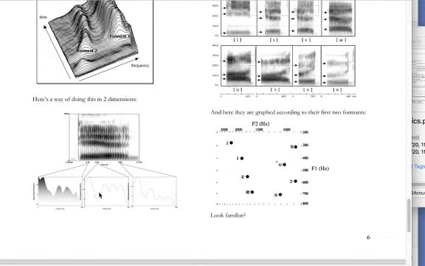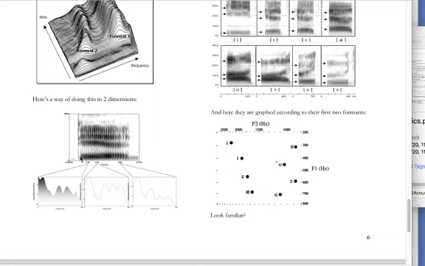I haven't shown you the color coding with these other two. I just did this for the first. These other two are just showing you that, hey, if you look at different points in time, you'll find slightly different spectra throughout the course of the vowel. So what's going on in these representations? Well, these dark bands each correspond to a spectral peak, that is a formant.